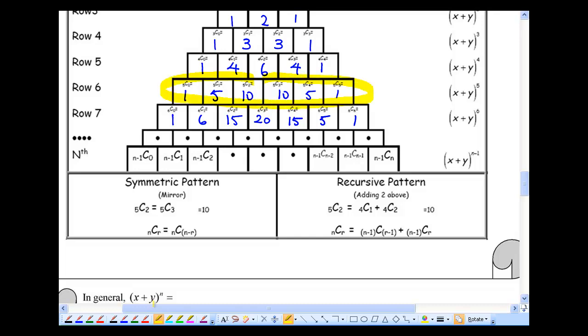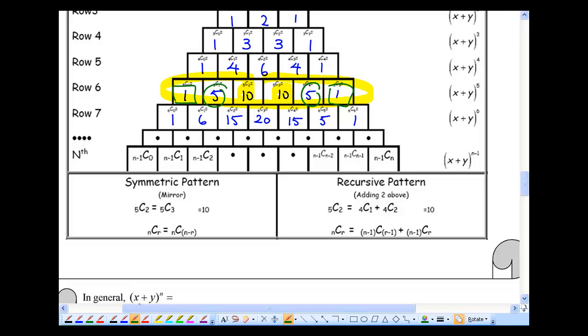5 choose 2, right? That's 10. Well, that's symmetric to 5 choose 3. Why? Because out of 5 people, if I choose 2 winners, there are 3 losers. Well, if I once again choose 3 losers, there are 2 winners. Same thing. So that's why it's symmetric. Right? These are also symmetric. And then the last ones are symmetric. Right?